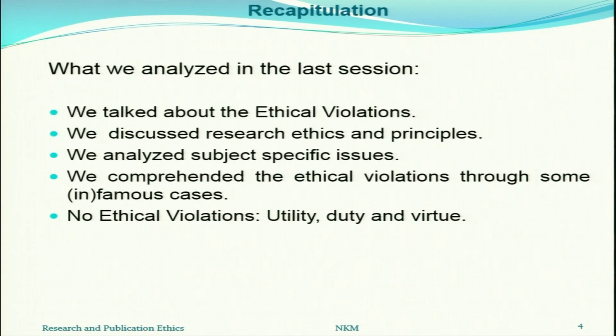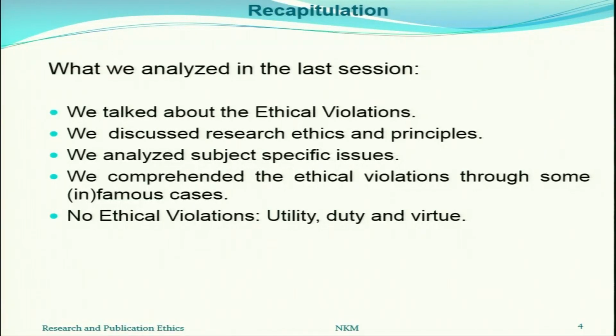So before we go further to understand predatory publication practices, let's try to understand what we did in the last lecture. We talked about the ethical violations. We focused on research ethics, ethical values and principles much needed for research and developments. We discussed research ethics and principles. We analyzed subject-specific case studies and the problems in terms of the violations in research practices. We comprehended the ethical violations through some infamous cases in research history. In the end, we tried to understand the no ethical violation strategy.